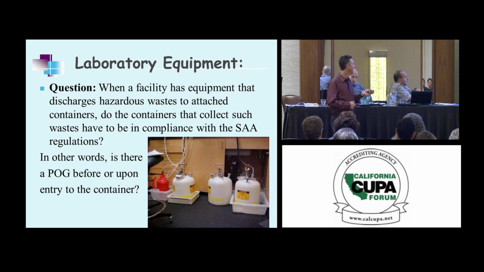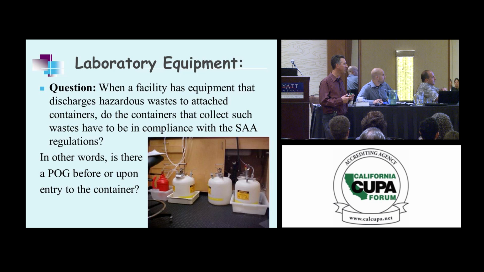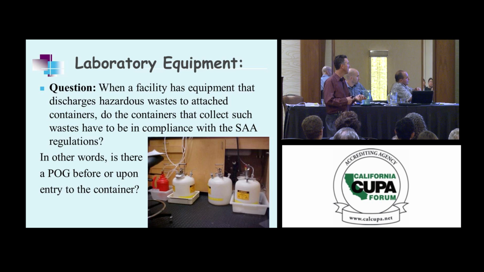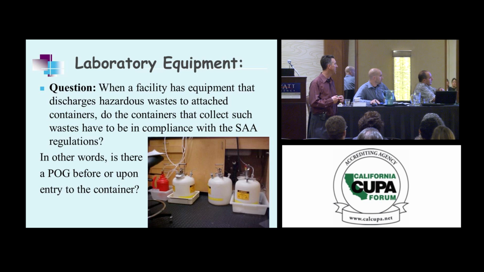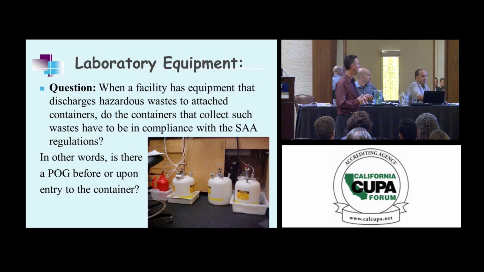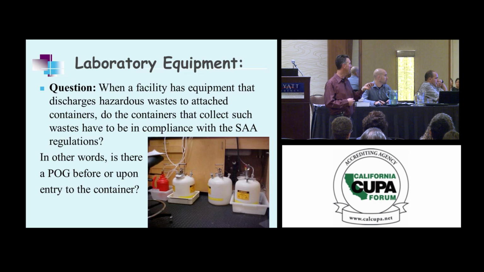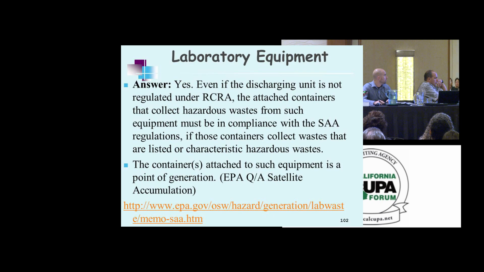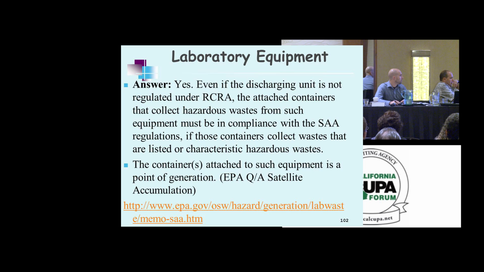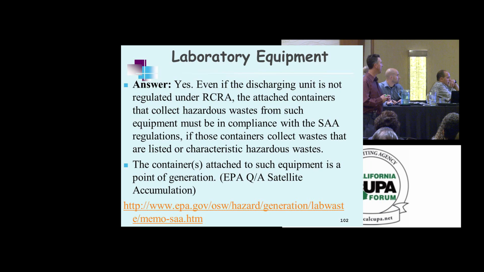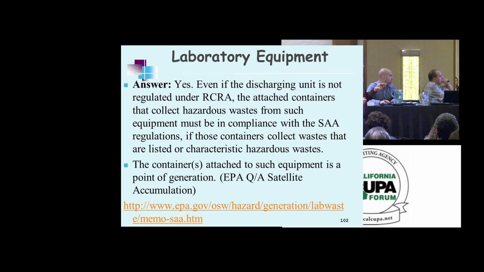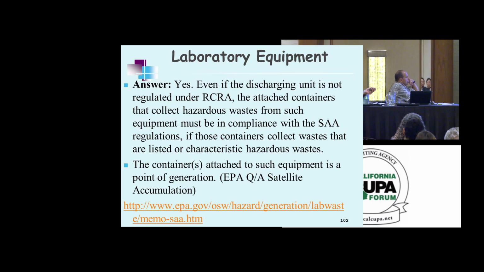difficult one. When a facility has equipment. All right, so this is a question asked to EPA. It's in their satellite accumulation guidance document. When it discharges to attached containers, do the containers that collect the waste have to be in compliance with satellite accumulation regulations? And I looked at that. In other words, is there a POG sometime before it enters the container? They said yes. Even if it's not regulated under RCRA, the attached containers from the equipment must be in compliance with those regulations. They went on to say that that's the point of generation. I think it's going to depend, when you look at these types of equipment, on how connected your piping is, and is it integral to the process or the manufacturing, or is it just waste accumulation?